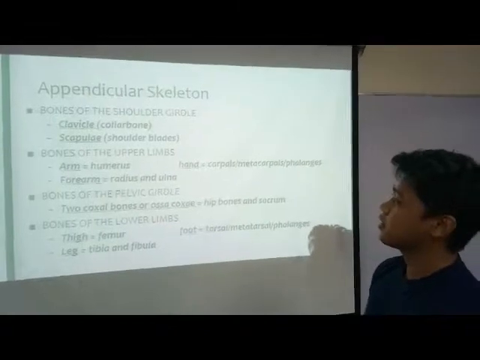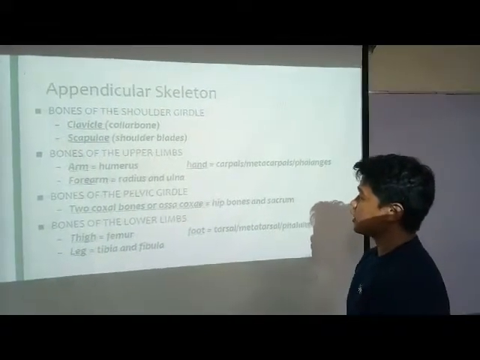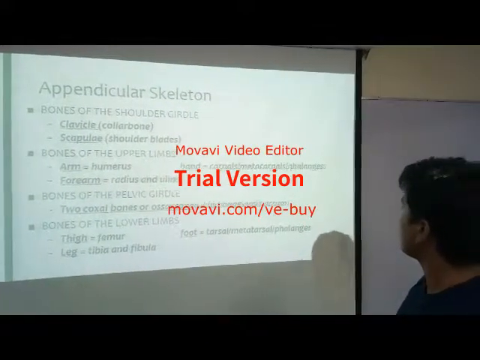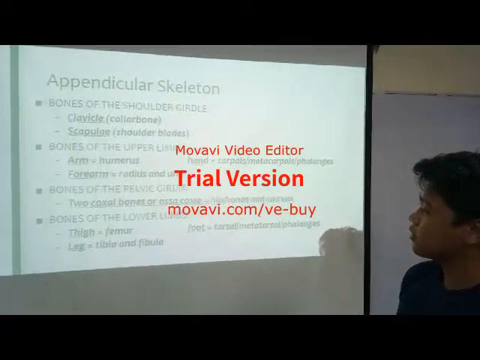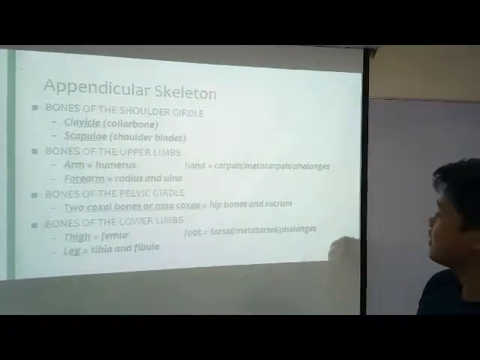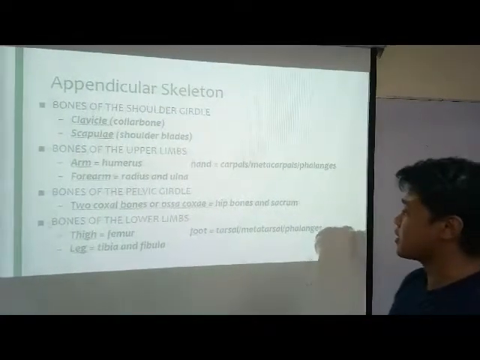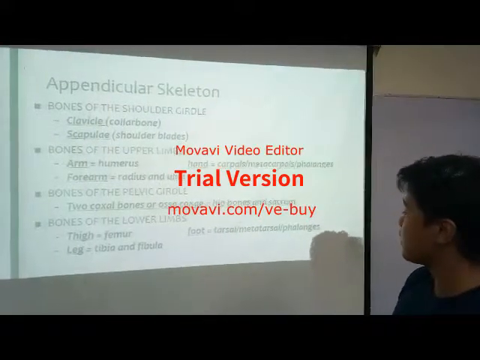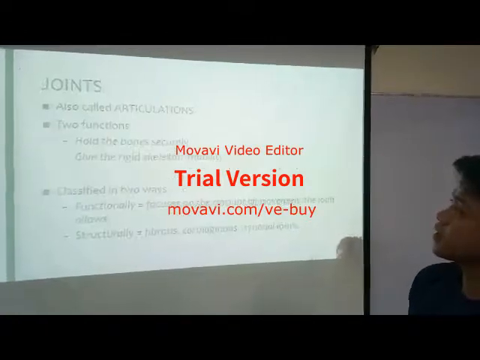bones of the upper limb: arm equals humerus, forearm, radius and ulna, hand, carpals, metacarpals, and phalanges. Bones of the pelvic girdle, two coxal bones or ossa coxae equals hip bone and sacrum. Bones of the lower limb: thigh or femur, leg or tibia and fibula, foot equals tarsals, metatarsals, and phalanges.